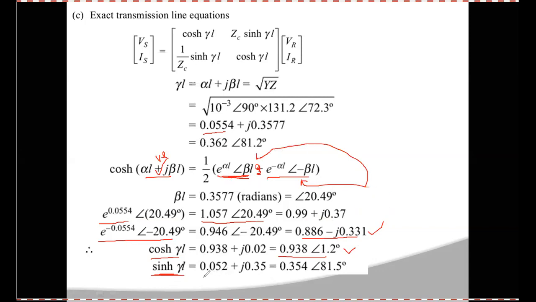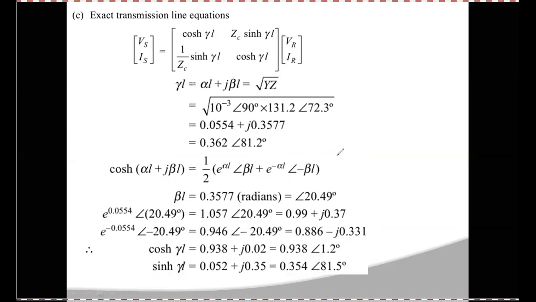So then if you calculate that value of sinh gamma L, the value you are getting here is 0.052 plus j 0.35. So in polar form, this value is 0.354 at an angle of 81.5 degrees. See here, you have to follow this method, else you cannot get the direct value of cosh gamma L. If you calculate cosh gamma L with your calculator, you will get a math error. So you have to use this procedure to get the value of cosh gamma L as well as sinh gamma L.